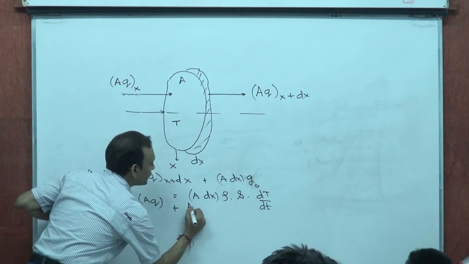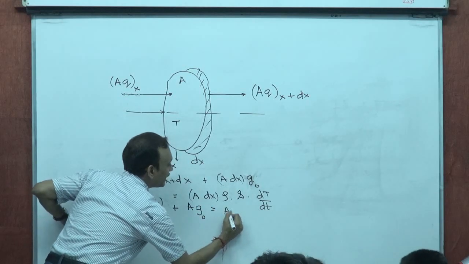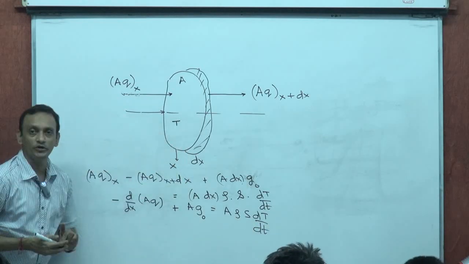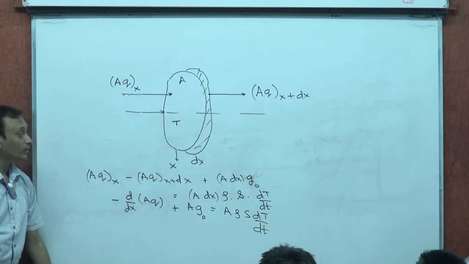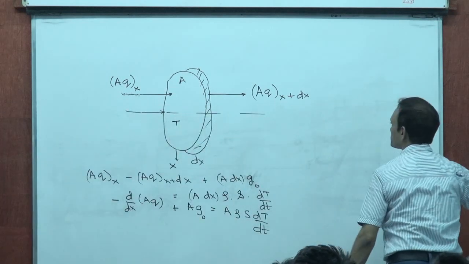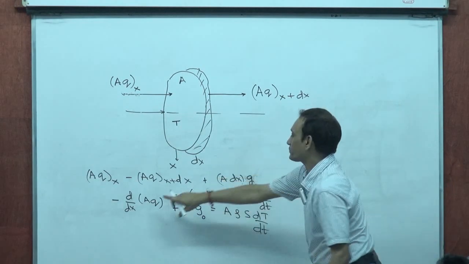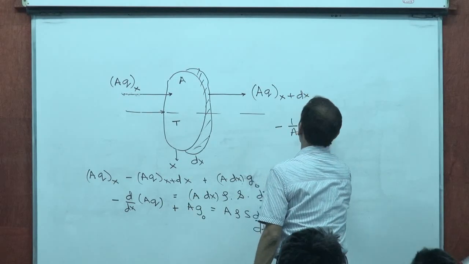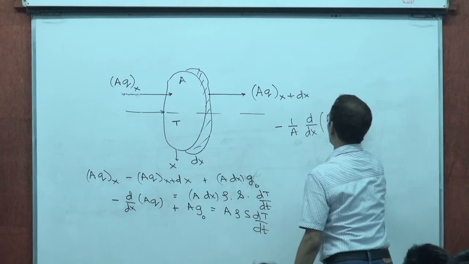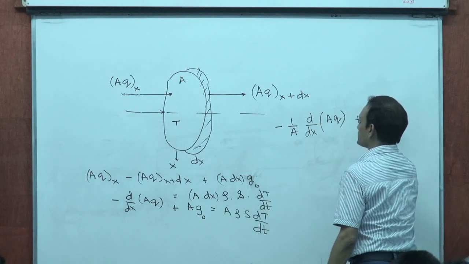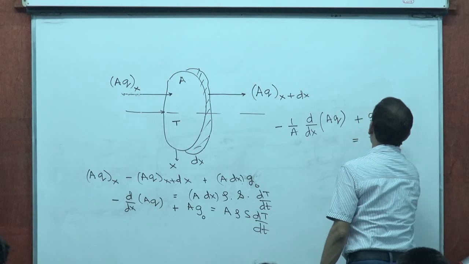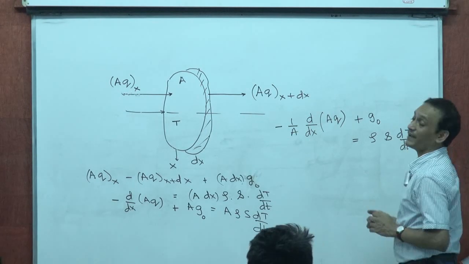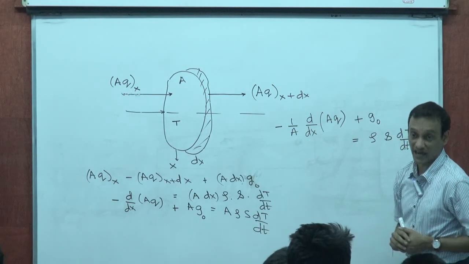Plus A into G naught is A rho S into dT/dt. Yes or no? Now, to further add to this, let me divide by A. So I get minus 1 by A d/dx of AQ, plus G naught equals rho into specific heat into rate at which temperature changes with time at x.